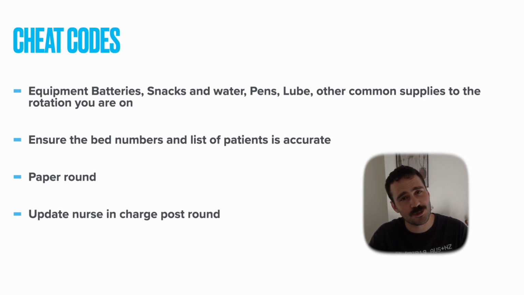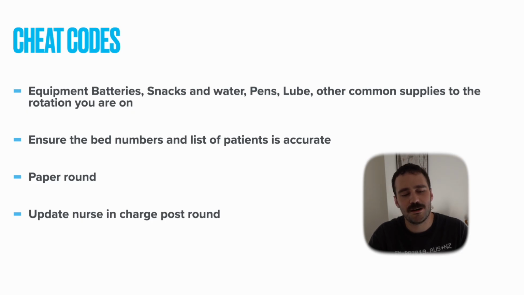The next thing is to ensure that the bed numbers and the list of the patients is accurate. Nothing worse than going to a patient's bed and it being a completely different patient because they've moved the night before and no one's managed to update the list. If patients aren't added correctly, or they're a consult and not on the list, then you need to go and find them and see them, and it just adds up with time. So making sure that list is accurate, so that once you're on the round, you can just see everyone that you need to see and then finish.